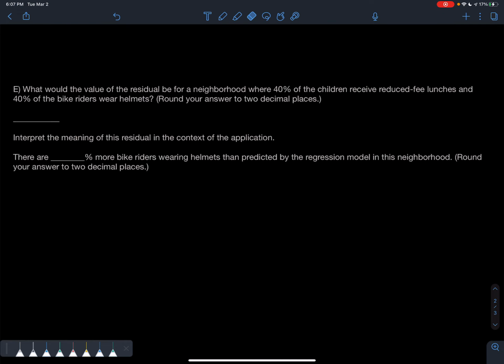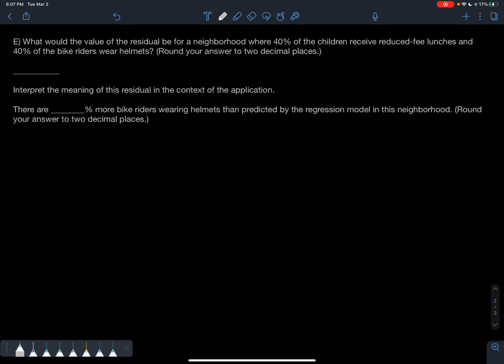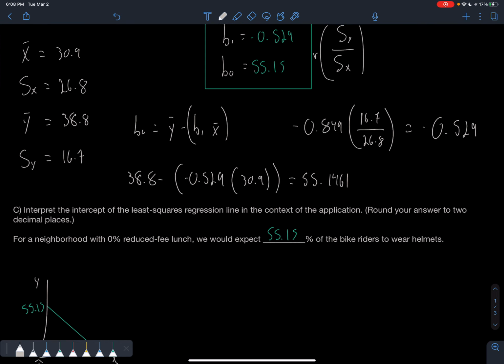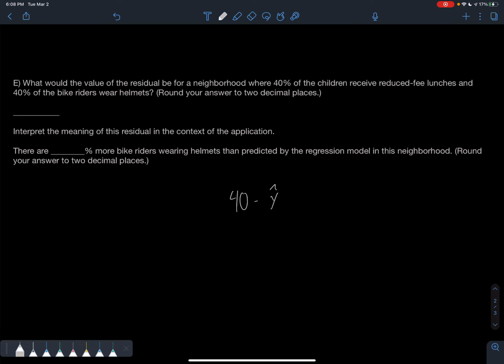Now, this next question wants us to calculate the residual. It wants us to calculate it at 40% here, as you can see. To do that, you are going to take what it actually is, 40%, and subtract from that what our expected value is based off of this slope and y-intercept, which creates a line. So based off that line, what is the y value at 40%?